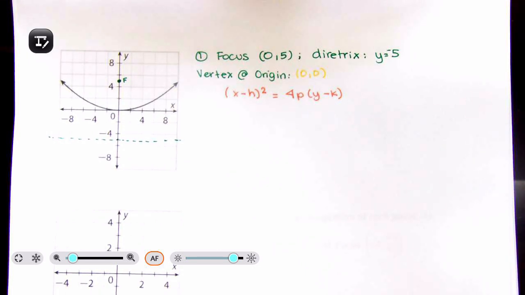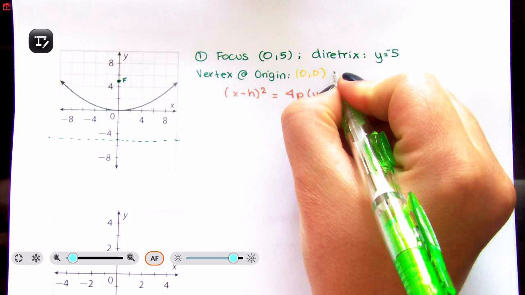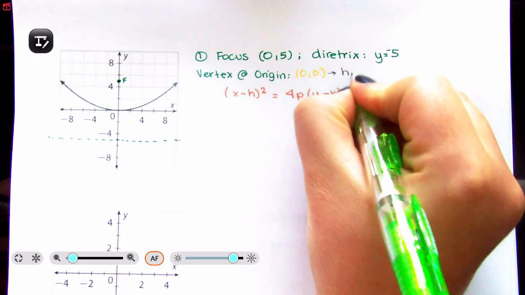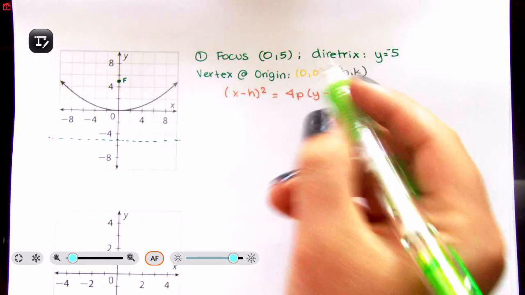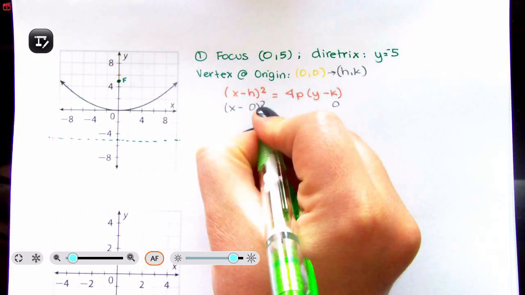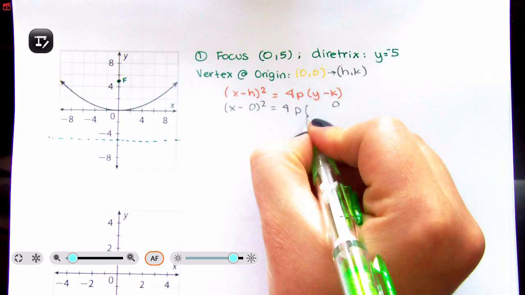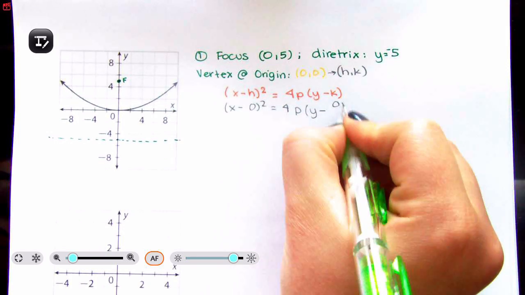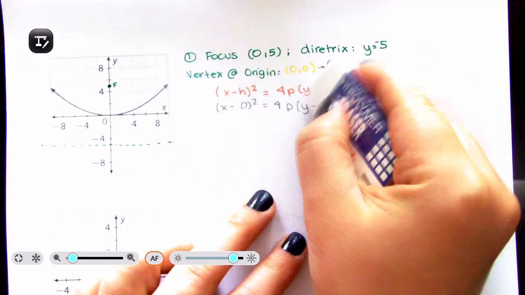We know we're dealing with the origin. So the origin is our vertex, which is h comma k. So once we have the correct formula that we need for the equation, we just start plugging stuff in. So we know h is 0, k is 0. X we're keeping, 4 we're keeping, P we're going to need, and then Y we're keeping. That's ugly. Let me erase better.